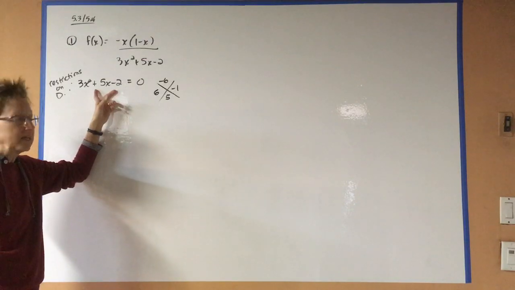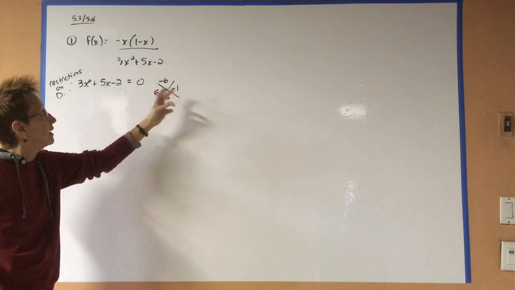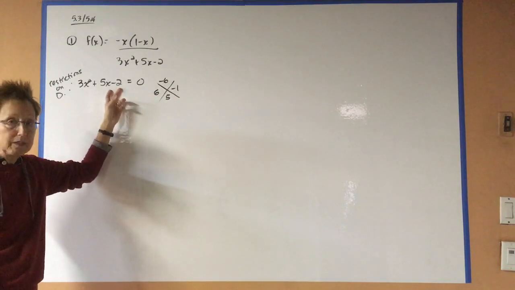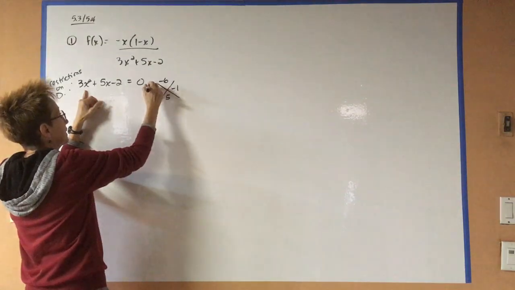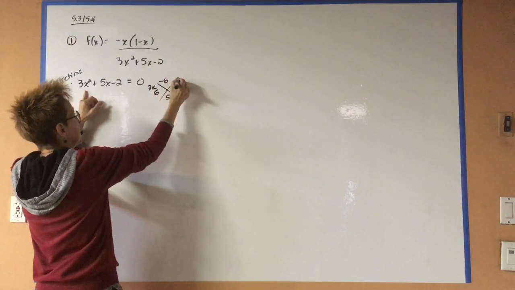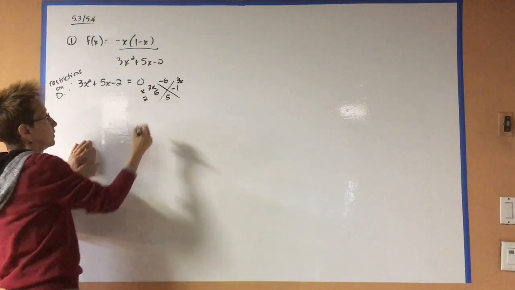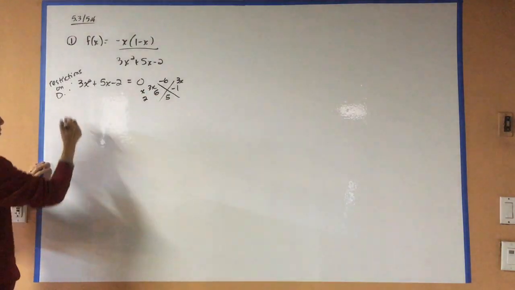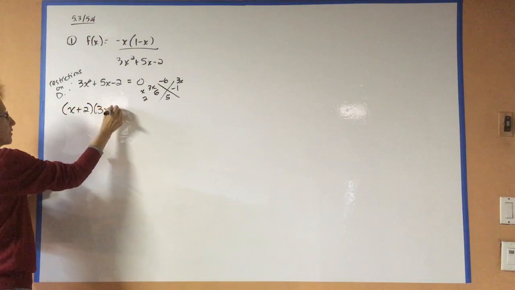So you have 2 choices now. Either rewrite this into 3x squared plus 6x minus x minus 2 and do grouping, or do the simplify method, which says just now take the 3x, put it over each one of these, and simplify. This would simplify into an x and a 2. The other piece does not simplify, so my factors are x plus 2 and 3x minus 1 equals 0.